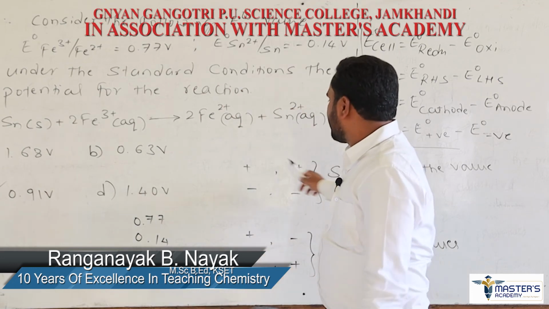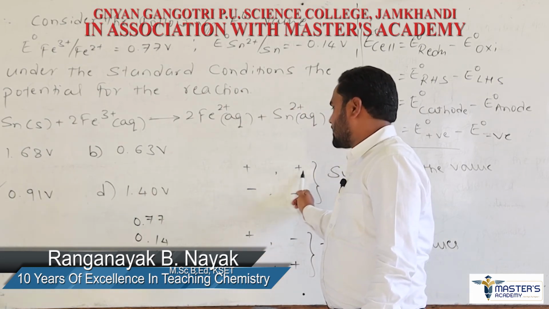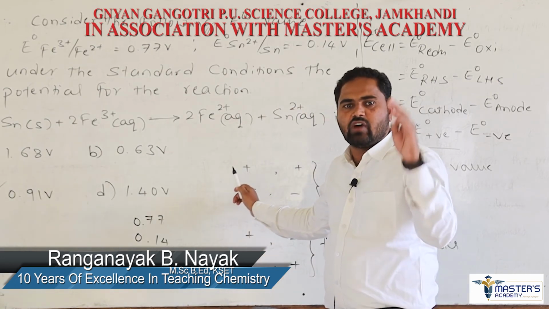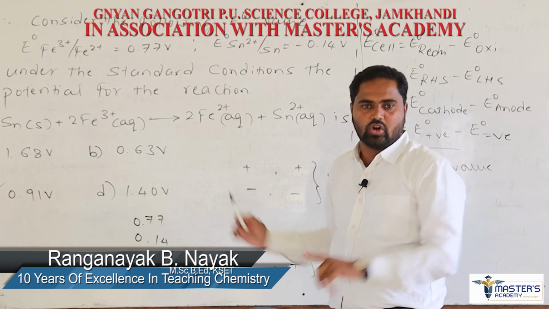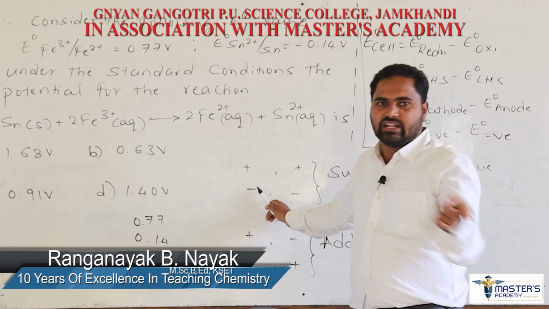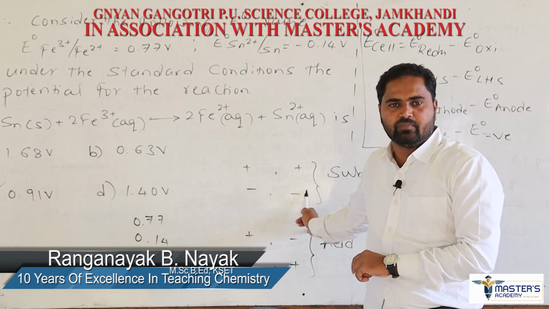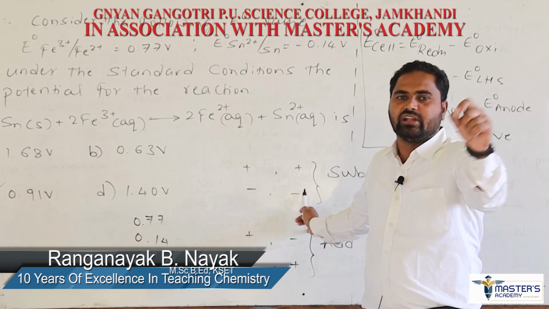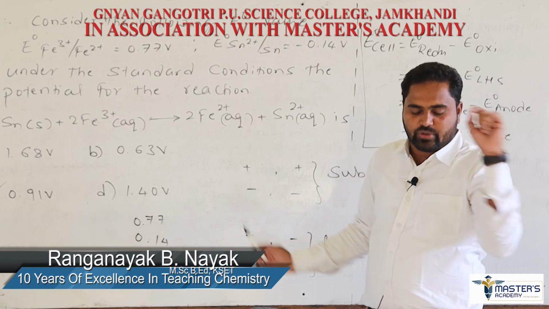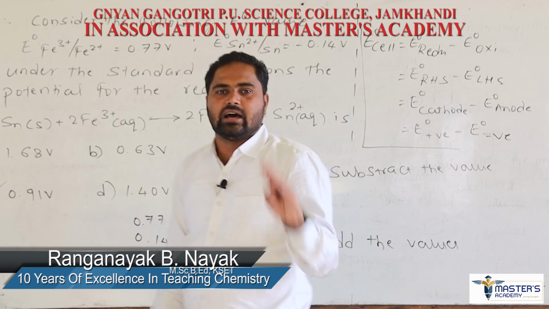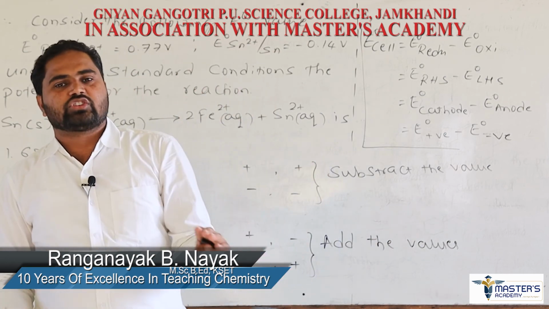And suppose both of our values are positive. You have to subtract one value from the other value. The final answer is always positive. Suppose one value is negative and the other value is also negative. You have to subtract one value from the other value. The final answer is positive. Remember one more point: the final answer is positive only.